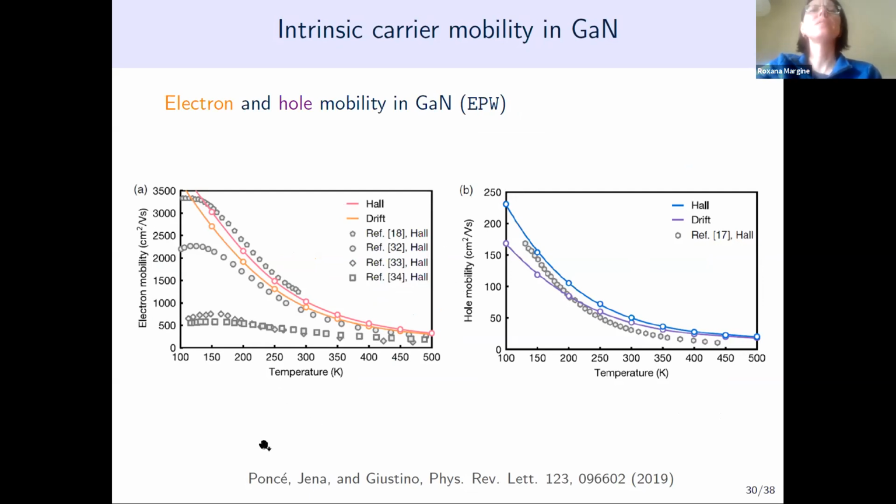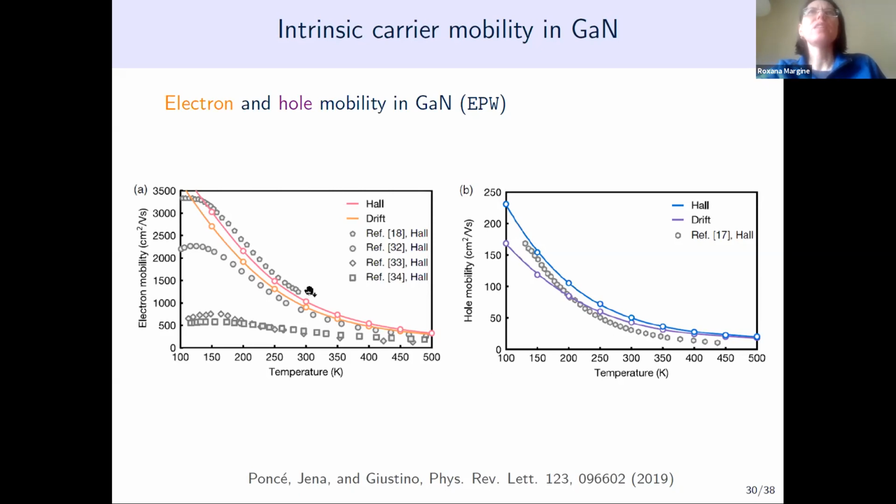The results of this study are summarized in these two plots. We can see that for both electron and hole mobilities, the theoretical results are in good agreement with the measured values. But one thing that you should notice is that the hole mobility is nearly two orders of magnitude smaller compared to the electron mobility. Because of this, it is a fundamental obstacle towards realization of p-channel transistors made of gallium nitride.